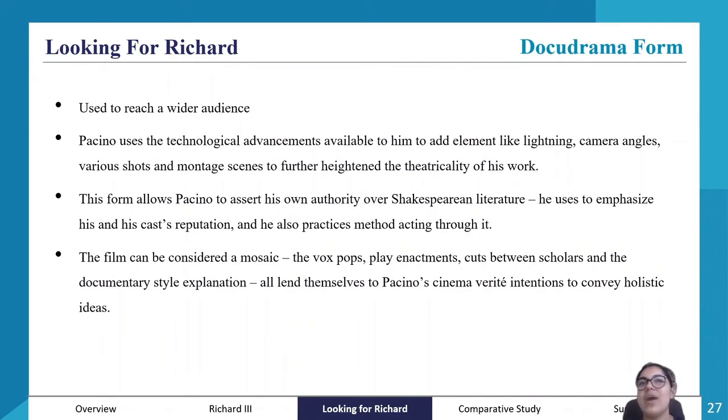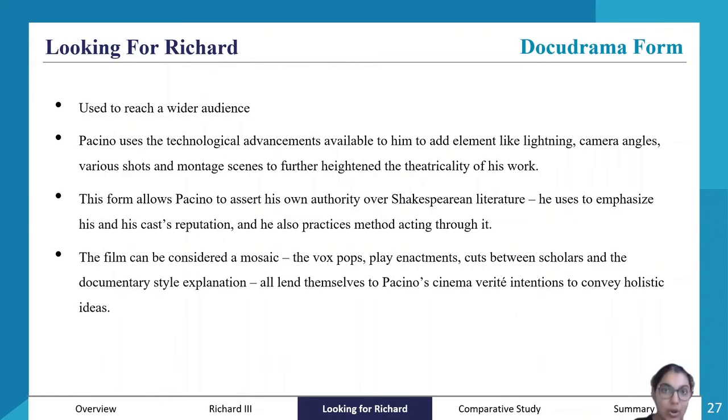Okay, so why not just a simple film where he acts out the whole play? Because he wants to reach a wider audience. Because in a film, he would just act out the play. He would be talking in iambic pentameter, following the lines of the play, and it probably wouldn't be watched by a lot of people, because who would go out to watch a Shakespearean film, right?